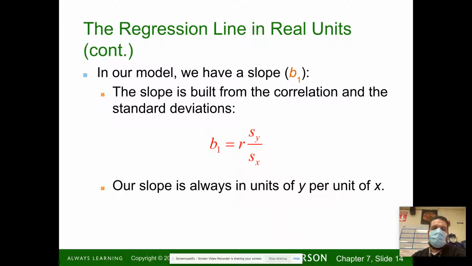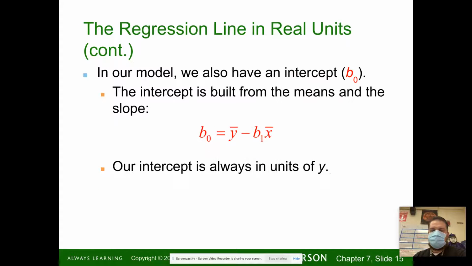Now, in our model, we have a slope b sub 1. So the slope is built from the correlation and the standard deviations. So b1 is equal to r times the standard deviation in y over the standard deviation in x. So it's just like delta y over delta x. Our slope is always in units of y per unit of x, okay?